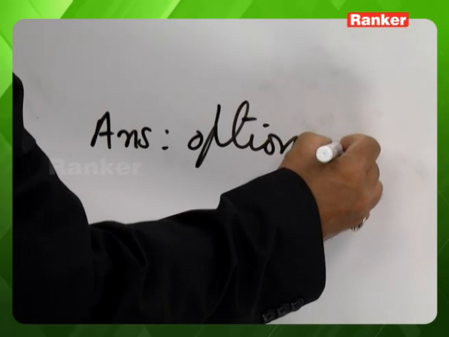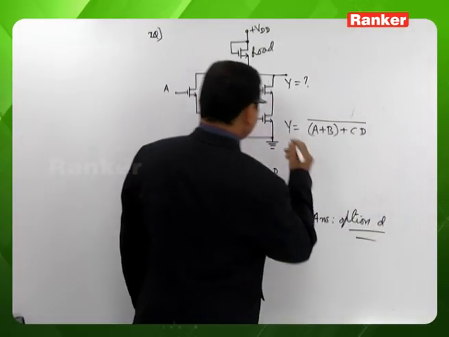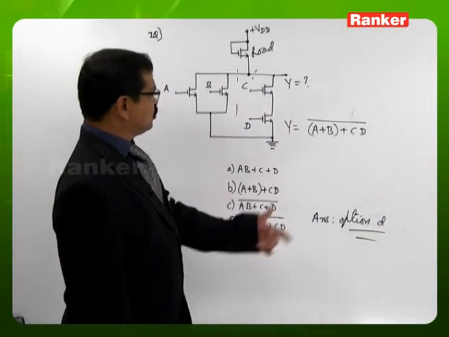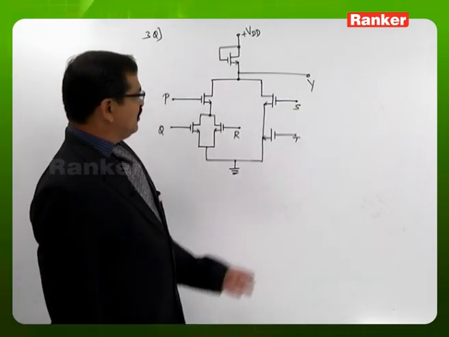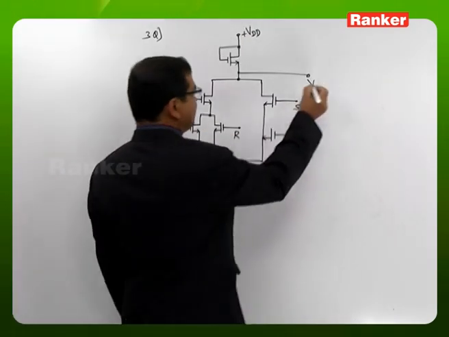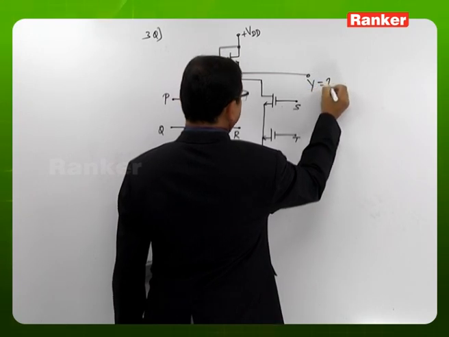Option D is the answer. It is also one of the previous GATE examination questions. Try one more question. What is the Boolean expression which is implemented by this MOS circuit?